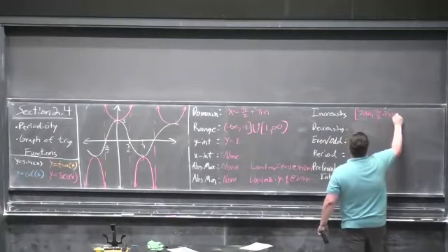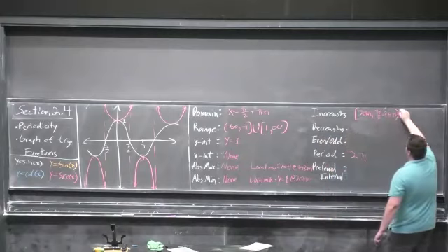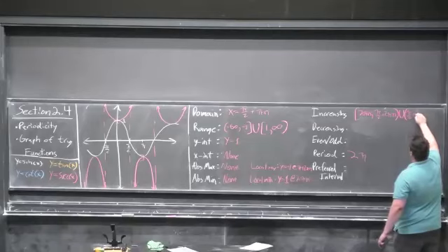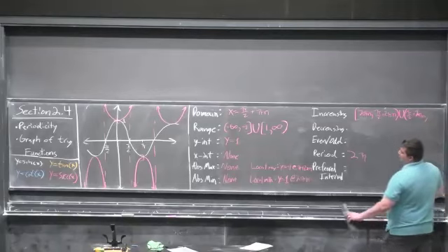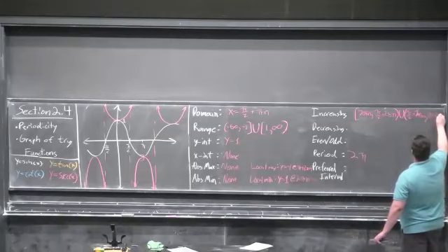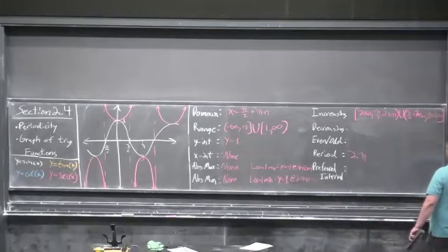pi n, exclusive, in union with pi over 2 plus 2 pi n. And where are we increasing to? To pi plus 2 pi n. And we're including that point, so it's a bracket.